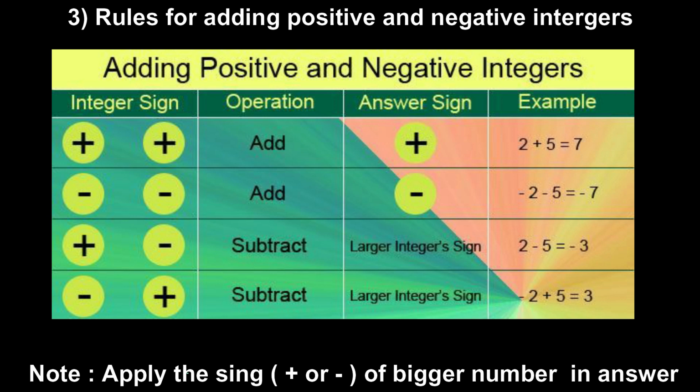The second line says that minus minus is also added, but you have to keep in your mind that when you have 2 negative signs, that means you have to add those negative numbers, but the answer is going to come in negative.